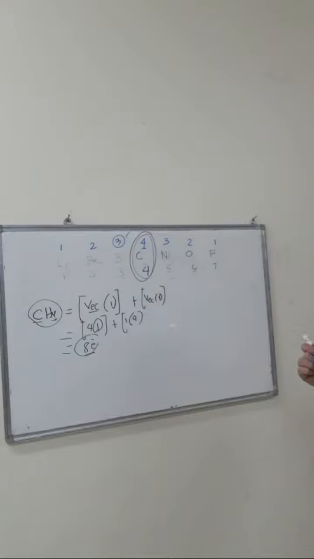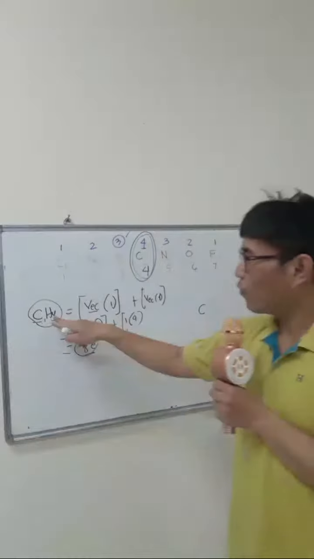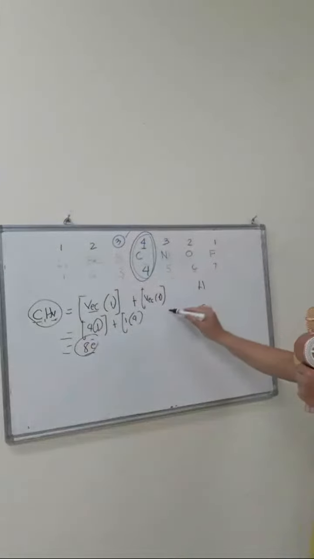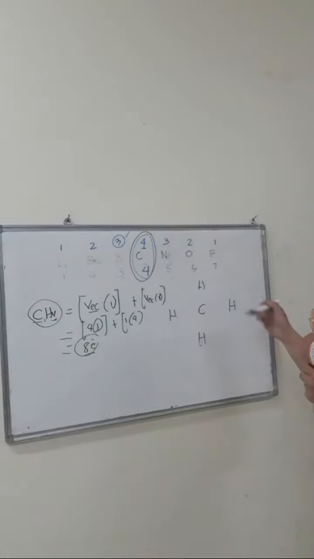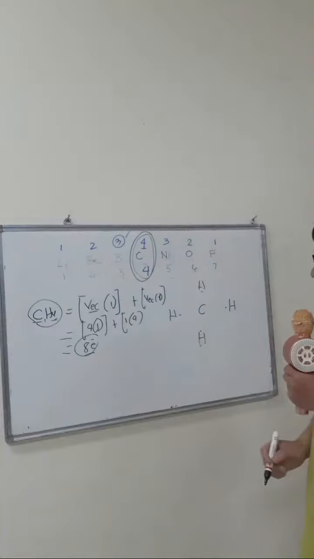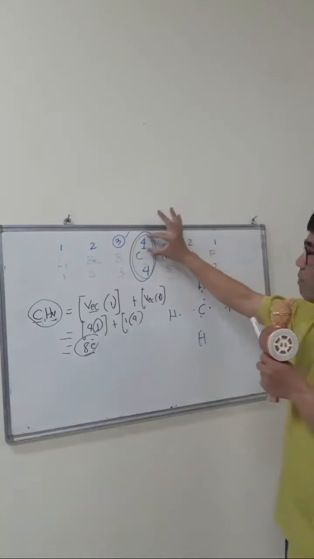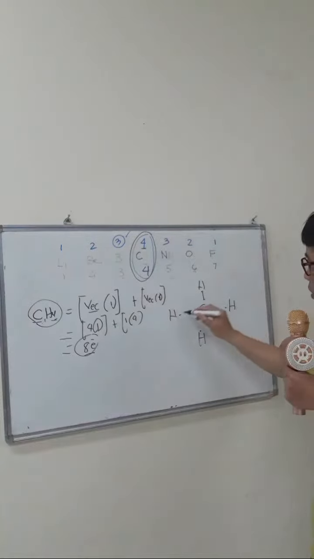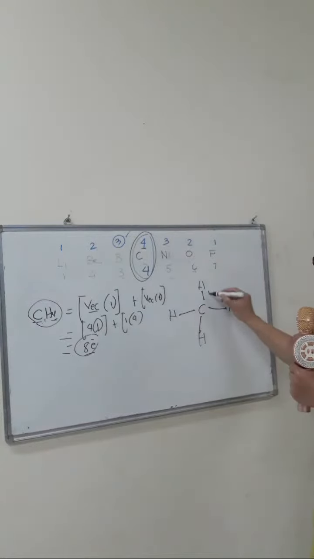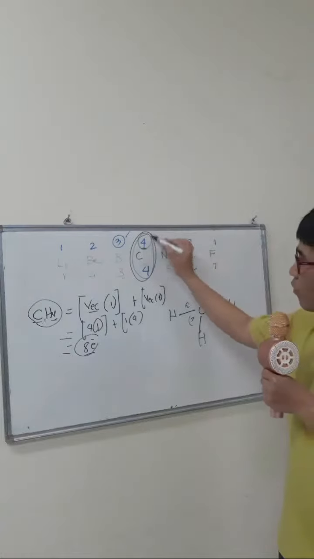Carbon, 1. Hydrogen, 4. 4 hydrogen. 1, 2, 3, 4. Valence electrons in the outermost shell of hydrogen, 1. So valence electrons of carbon are 1, 2, 3, 4. And then connecting the dots, having in mind, we need only 4 bonds. So 1, 2, 3, 4. There are 4 bonds needed for methane. So we agree with the Octet Rule that 4 bonds are needed.